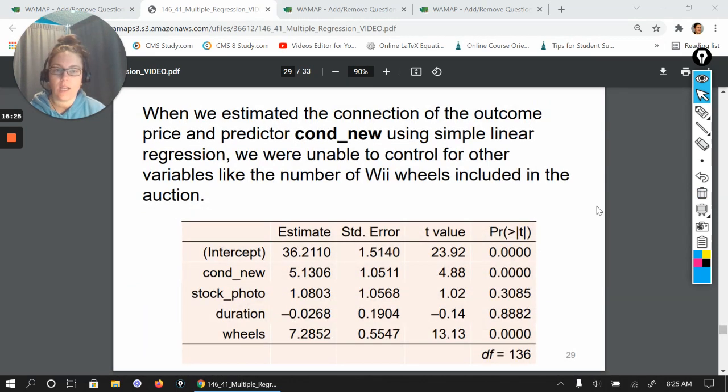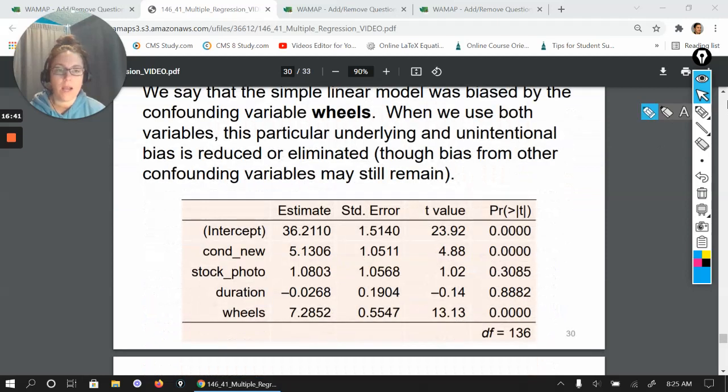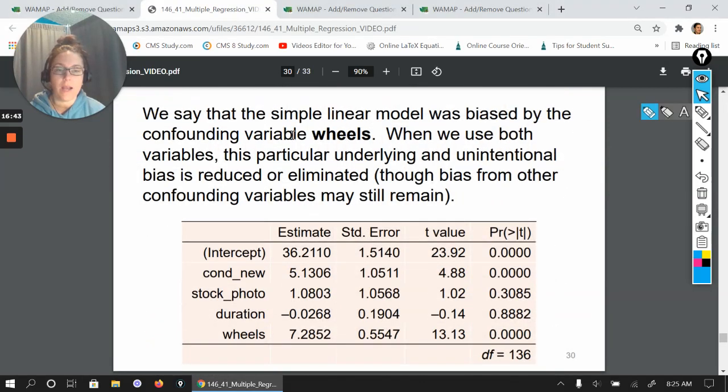When we estimated the connection of the outcome price and the predictor condition new using simple linear regression, we were unable to control for other variables like the number of wheels included in the auction. We say that the simple linear model was biased because it was biased by the confounding variable wheels. When we use both variables, this particular underlying and unintentional bias is reduced or eliminated, though bias from other confounding variables may still remain.